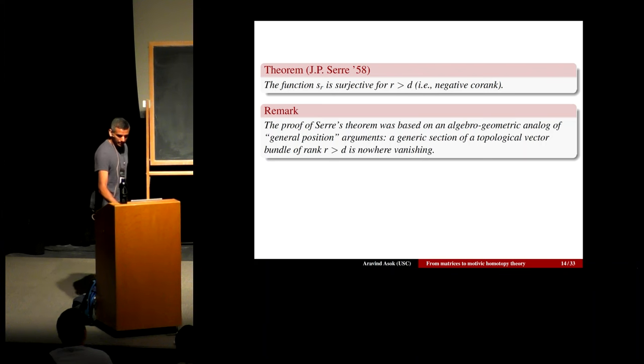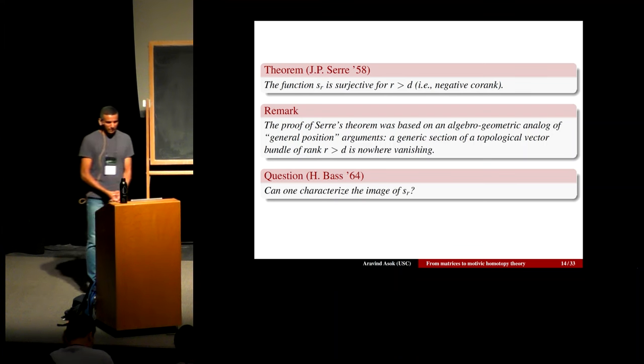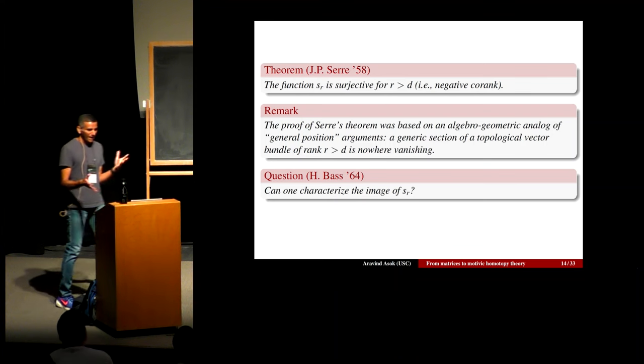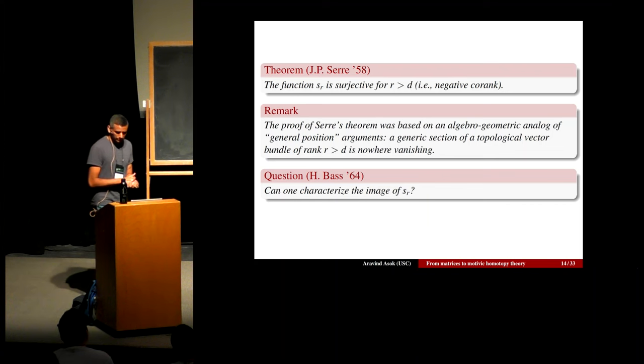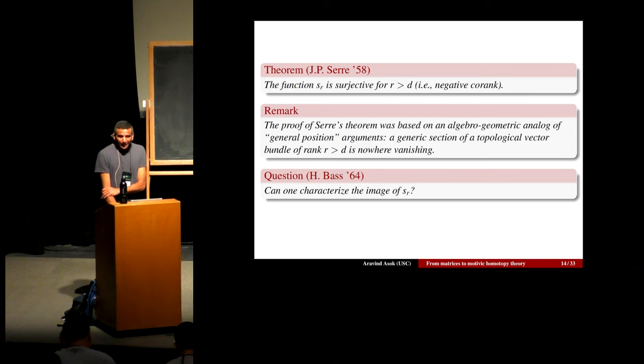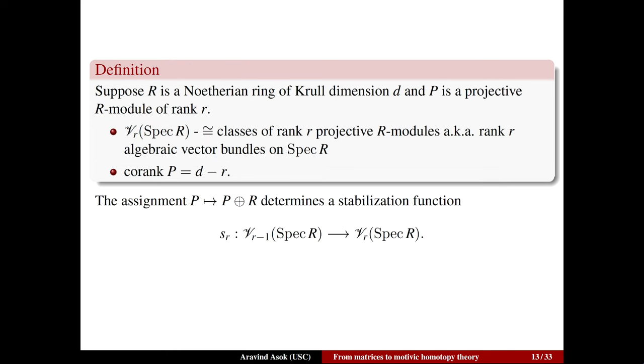All right, so in '64, in his famous paper, K-Theory and Stable Algebra, Bass asked this question: can you characterize the image of S_r in general? Question? Could you repeat how S_r was defined? Just take the direct sum of, given a projective module, just add a trivial rank 1 summand.